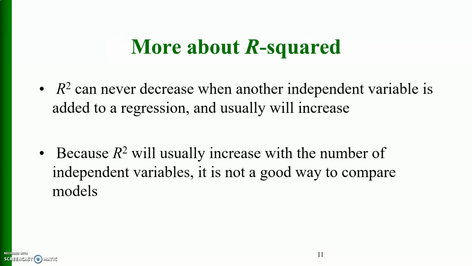R squared can never decrease when another independent variable is added to a regression and usually will increase. It means if we add more independent variables to a regression model, the value of r squared will increase, because r squared will usually increase with the number of independent variables. It is not a good way to compare models on the basis of r squared, but we may compare them with adjusted r squared.